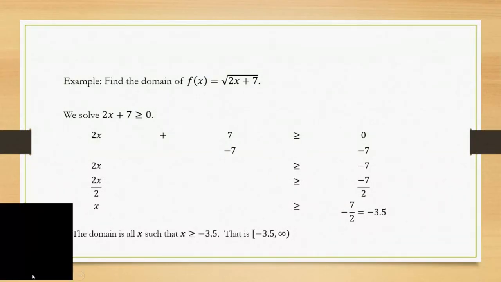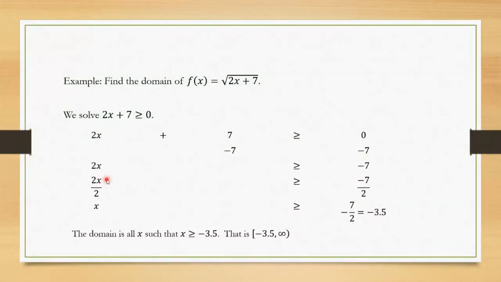Now here we have the square root of 2x plus 7. So we want to know, when is 2x plus 7 non-negative, right? We have a square root. Again, you can't take the square root of a negative number. So we want to know when 2x plus 7 is non-negative. So we have an inequality to solve. So just like before, we have to get x all alone, right? So we subtract 7 from both sides, and we get 2x greater than or equal to -7, right? That's what we get here.